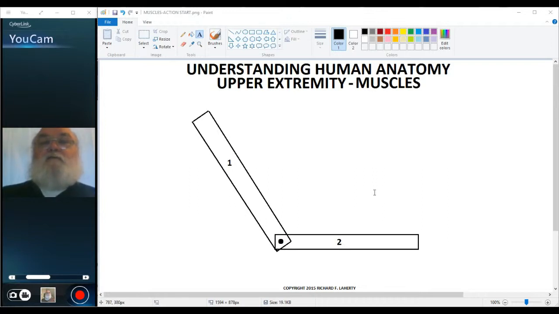I'm going to continue talking about the upper extremity, and I want to move into talking about the muscles of the upper extremity. But before I do so, I'd like to spend some time talking about the way muscles act and how they act.